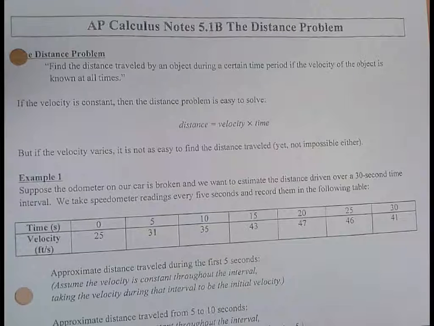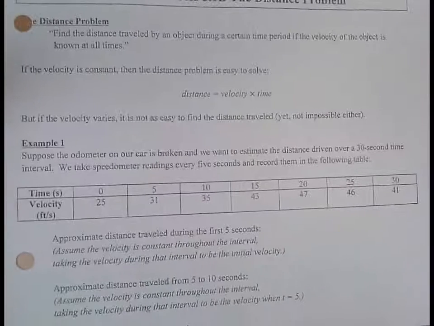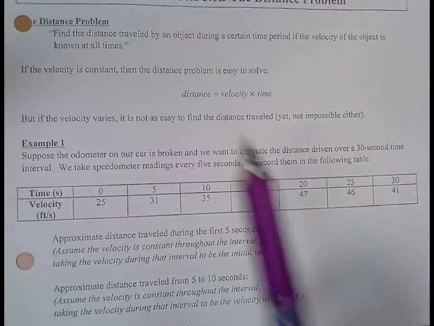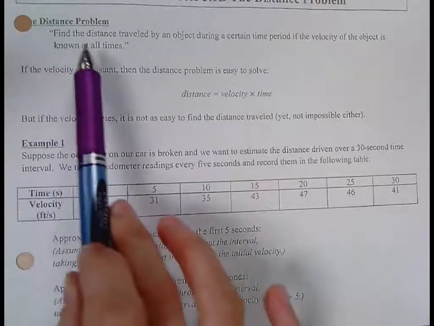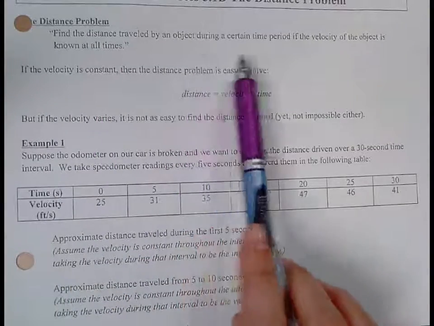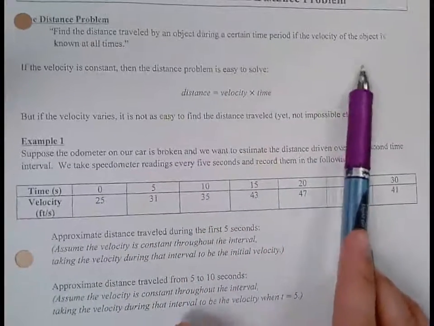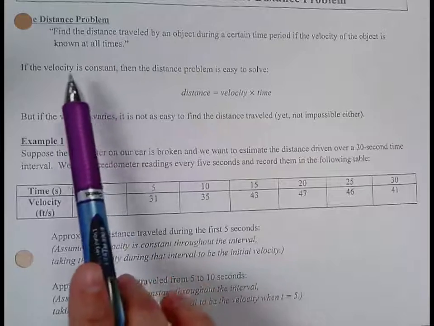The distance problem. Ladies and gentlemen, I need your attention up here, please. This is the reverse of the velocity problem in a way. The idea here is finding the distance traveled by an object during a certain time period if the velocity of the object is known at all times.